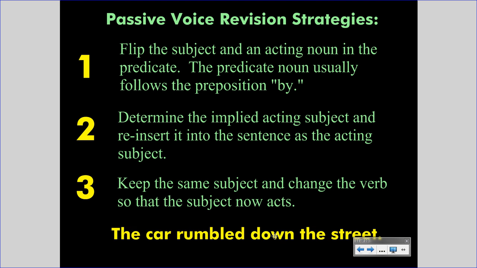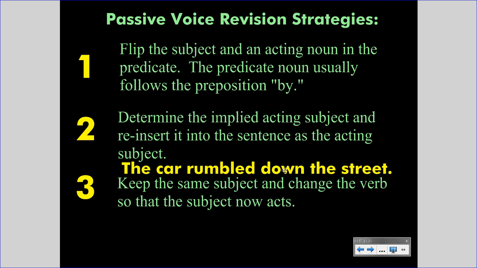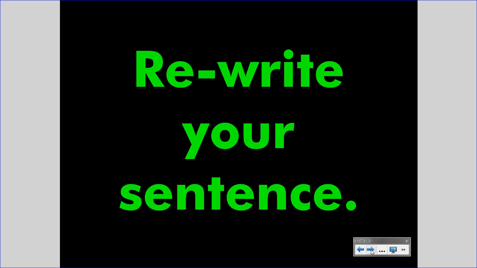And that was the case with the car rumbled down the street. We've kept the subject. We still have the car, but we've changed the verb to rumbled, and now the car is actually doing that action. So once again, we have eliminated passive voice. It is now written in the active voice. One of these three revision options should work. Now, if you try all three and you find out that none of them is working, then you could, of course, just rewrite the entire sentence, gut the thing. Try to express yourself in a different way with a different sentence if nothing else serves.